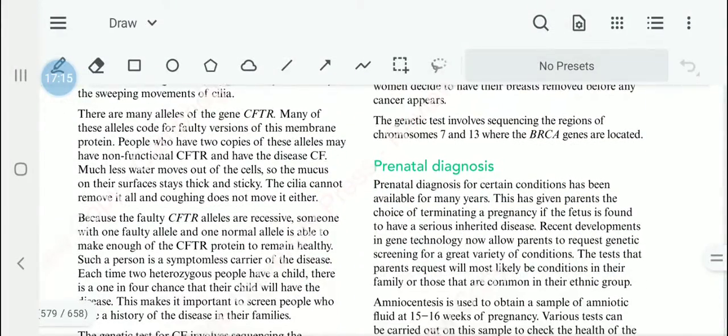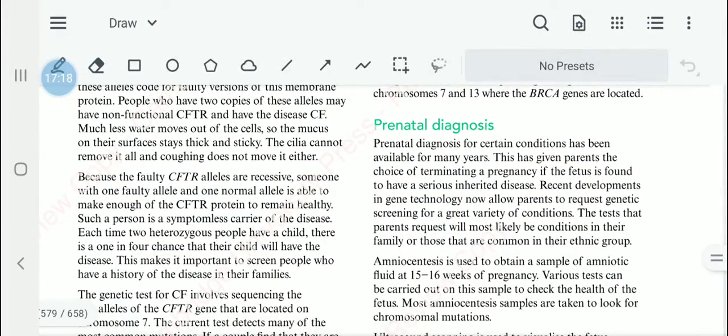Write down a note on this prenatal diagnosis. This is the practice of checking a fetus for any genetic abnormalities by using three common processes. Number one, amniocentesis. This takes a sample of amniotic fluid at 15 to 16 weeks of pregnancy.